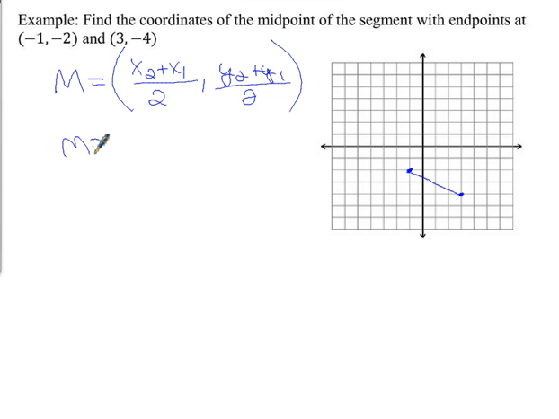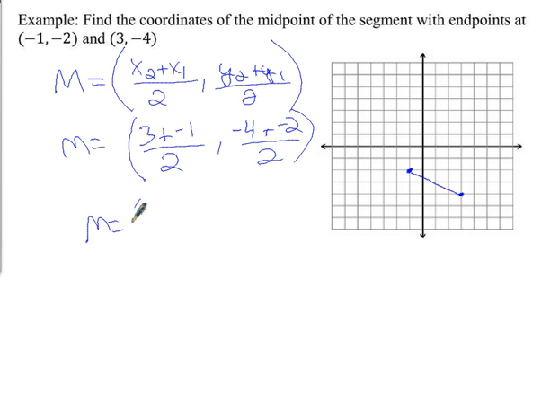So we have m equals, add the x coordinates together, so that would be 3 plus -1 and divide by 2, comma, add the y coordinates together and you have -4 plus -2 divided by 2. And then you just simplify it down. M equals parentheses 3 plus -1 is 2.